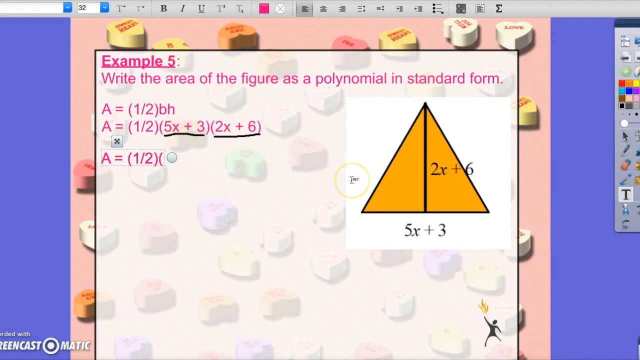First: 5x times 2x is 10x squared. Outer: 5x times 6 is plus 30x. Inner: 3 times 2x is positive 6x. And last: 3 times 6 is positive 18. There's your parentheses. So let's simplify what we just did. Keep the one half again. Combine the outer and inner, get 10x squared, 30 plus 6 is plus 36x, plus 18.